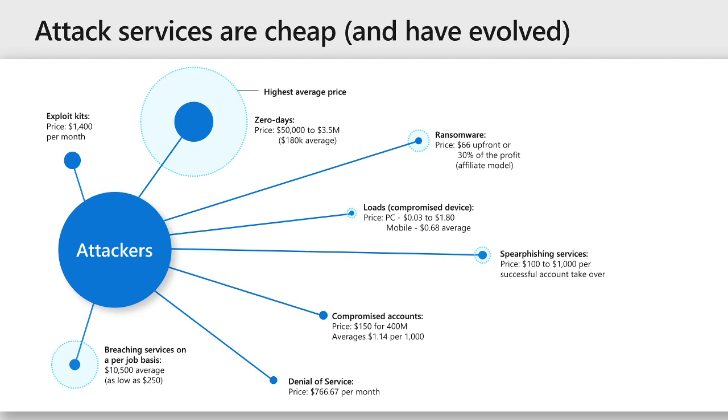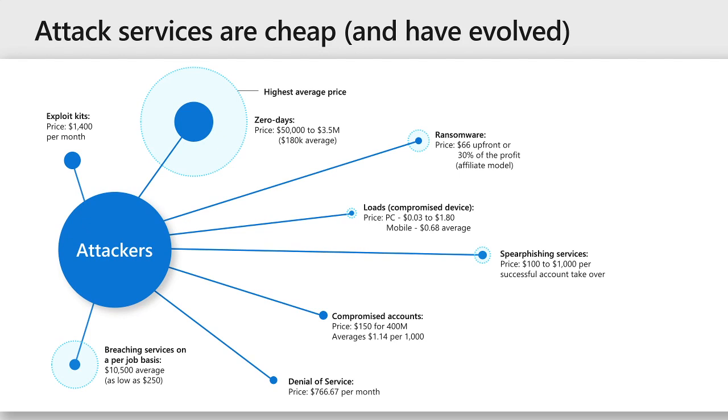And so this is where they go and buy things like a compromised account. They can buy ransomware toolkits, they can buy 0 days, which are very expensive. And you'll notice that these things tend to be fairly cheap. Compromised PC, anywhere from 3 cents to $1.80. You'll notice that the identity attack raw material, the compromised accounts, are very cheap. So if I'm an attacker and I want to try and get into a company, I don't feel like paying the $10,000 fee for somebody else to do it for me.